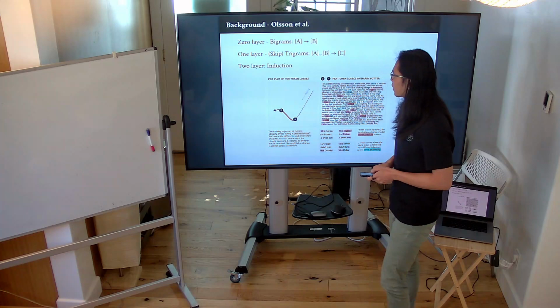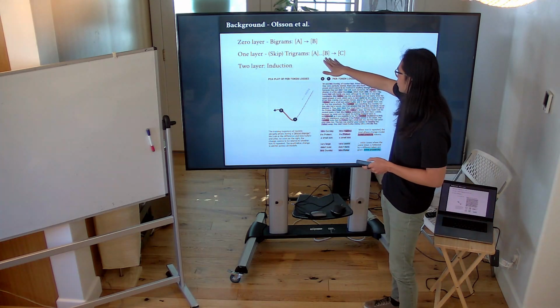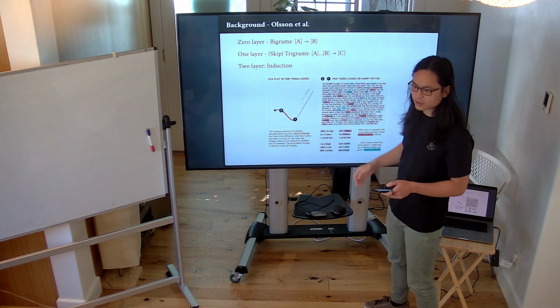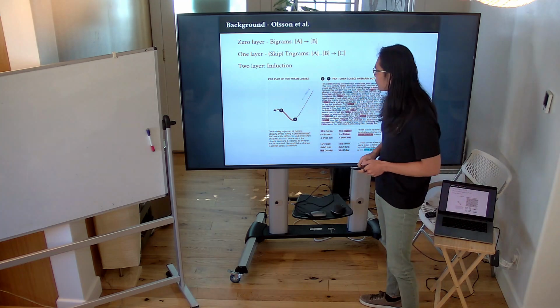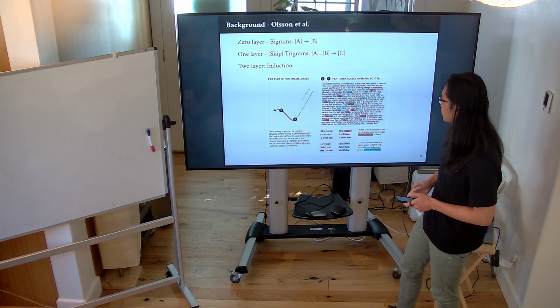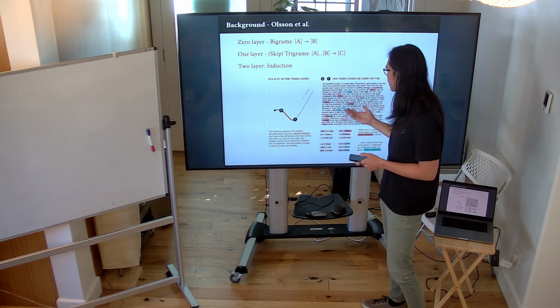1-layer models are able to start learning skip-trigrams, which is a sequence where you have a bigram, but you also look back to a token earlier in the context, and this helps you better predict the next token. And then by the time you get to 2-layer models, you can start getting some interesting interactions between heads. The example here is that you develop this thing called an induction circuit.